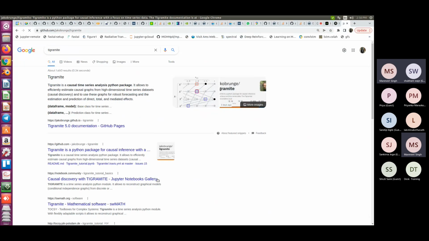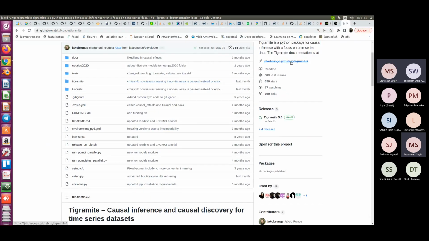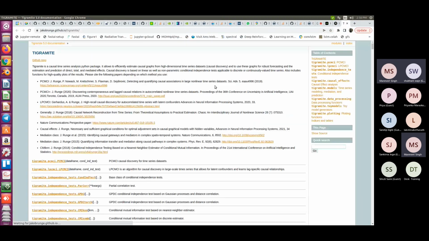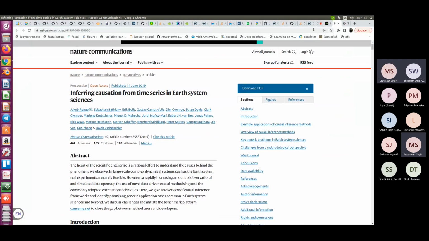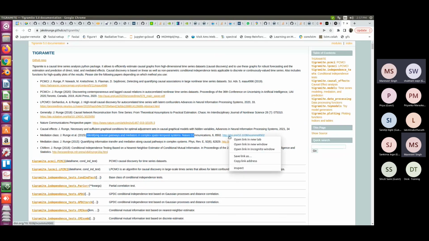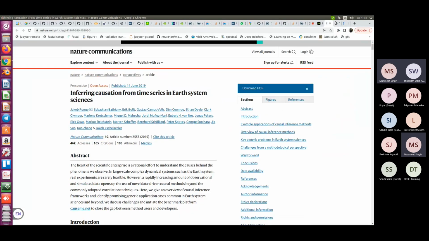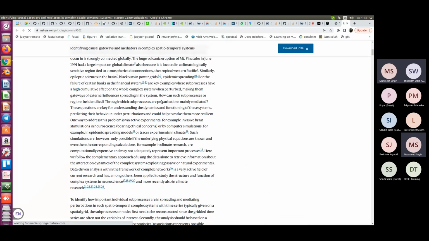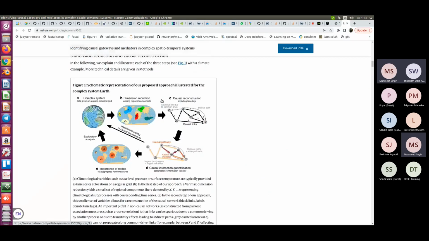The maintainer of this library is Jakob Runge. You can go to his page and see his Tigramite library. He has been publishing these papers. You can see these papers: detecting and quantifying causal associations in large nonlinear time series datasets, which is in Science Advances, and he has this Nature Communications paper, identifying causal gateways. The one that we have opened here, no, this is not that one. This is another one, from 2015. I think this is 2019. So he has a series of Nature Communications and Science Advances papers.